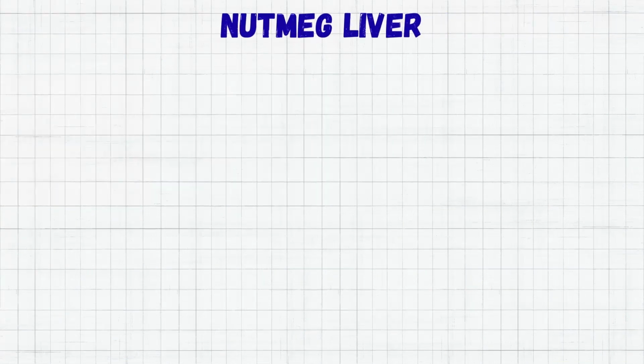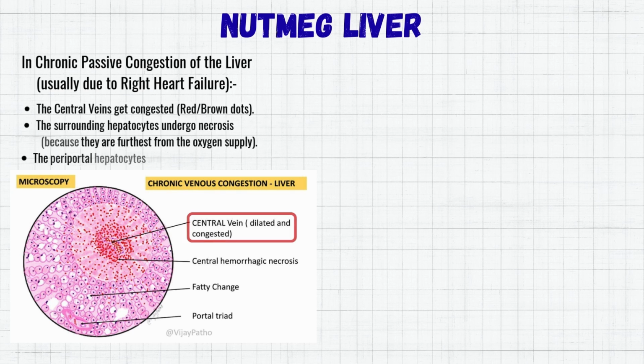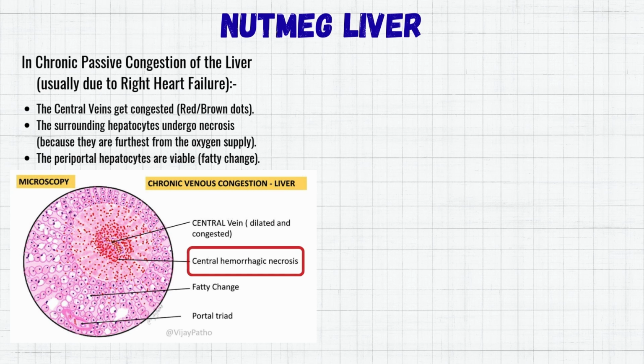Let's see the clinical morphology of the nutmeg liver. This is a favorite exam question. In chronic passive congestion of the liver, usually due to right heart failure, the central veins get congested, causing red or brown dots. The surrounding hepatocytes undergo necrosis because they are furthest from the oxygen supply. The periportal hepatocytes are viable.